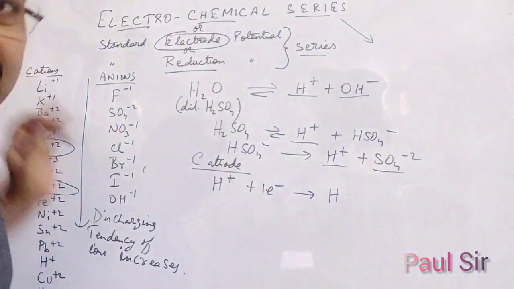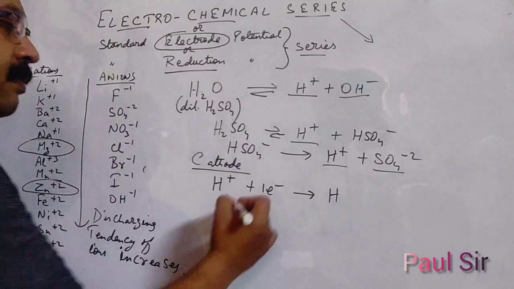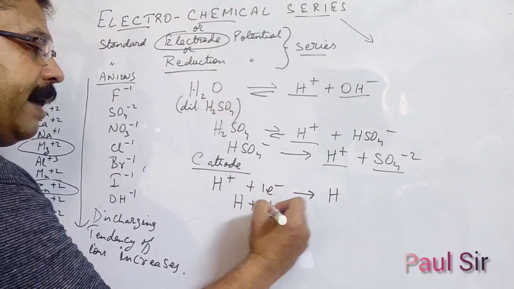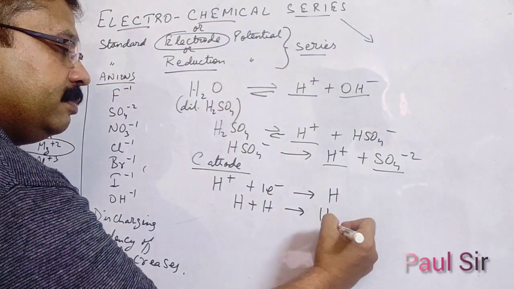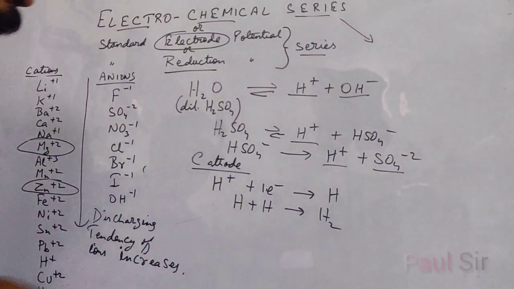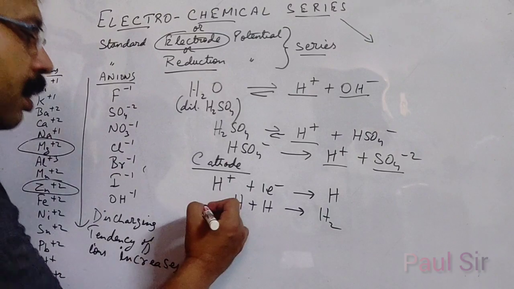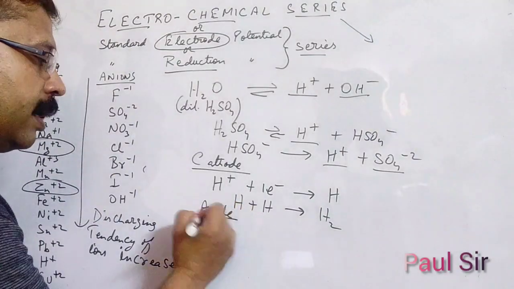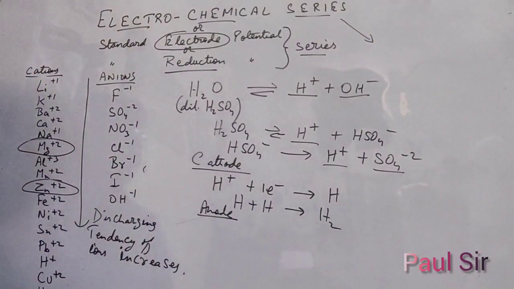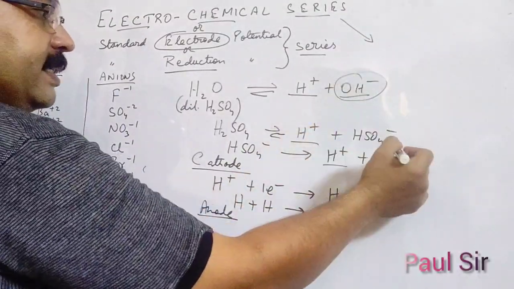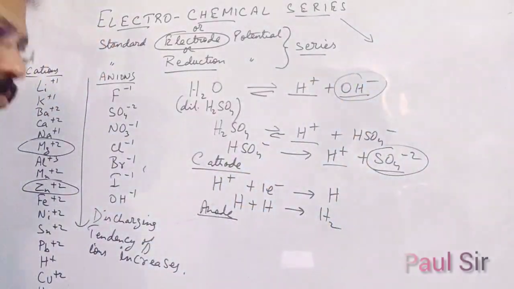H is not stable in its monatomic state, so it will combine with another H atom in that medium only and will get changed to a stable molecular state, H2. Anode. At anode, what will move? OH minus, SO4 minus 2.